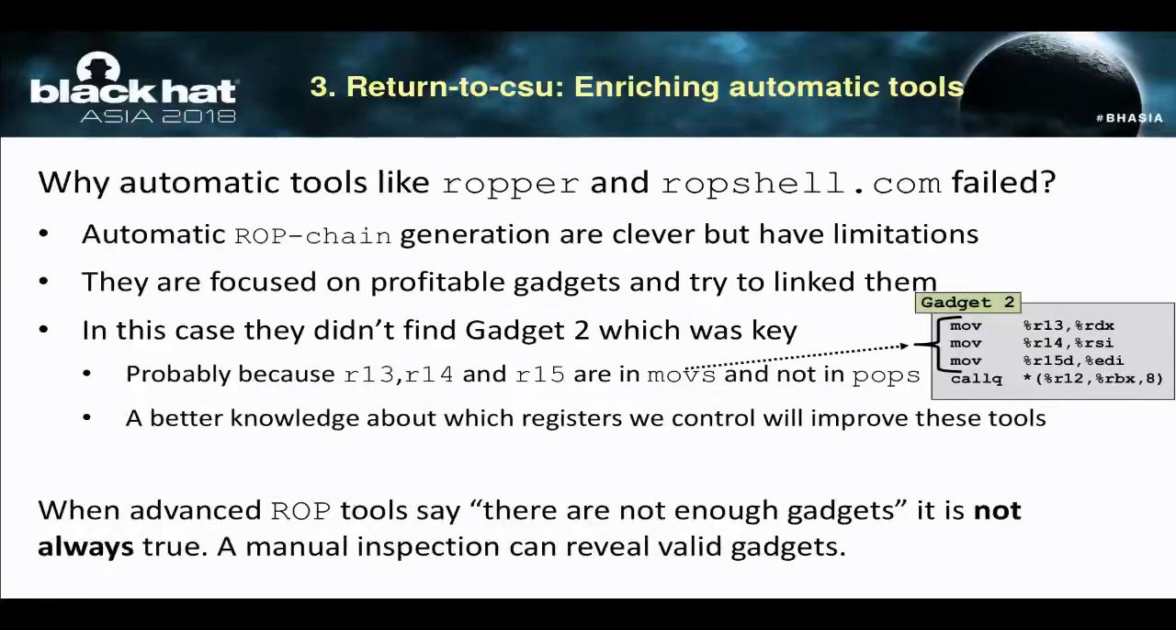So a better knowledge about which registers we control will improve this tool. For example, if the tool knows, okay, I have no control of this register now, but there is a gadget in another place that I control and I can start to set registers. It's not an easy task for an automatic tool, a lot of combinations, but manually it can be done. So when advanced ROP tools say there are not enough gadgets, well, it's not always true, as you have seen, okay? So I suggest you do a manual inspection of the code and see.